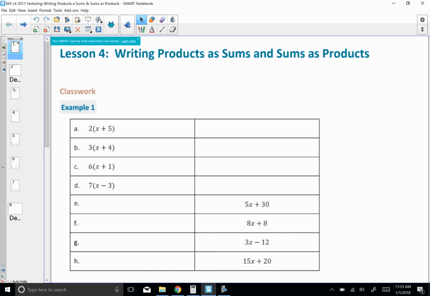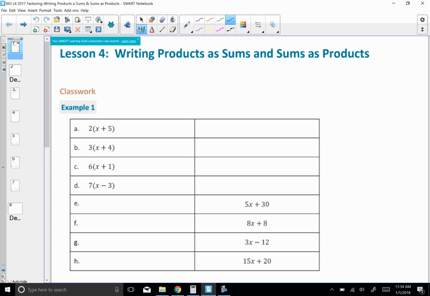So Lesson 3 got into the idea of handing out multiplication. So if you look at letter A here, I want 2 copies of x plus 5. According to the order of operations, we're supposed to do the operation in the parentheses first and then multiply it by 2. The problem is x and 5 are not like terms. You can't put them together.